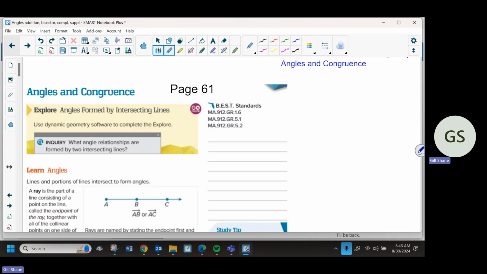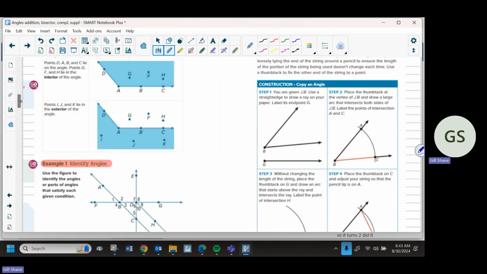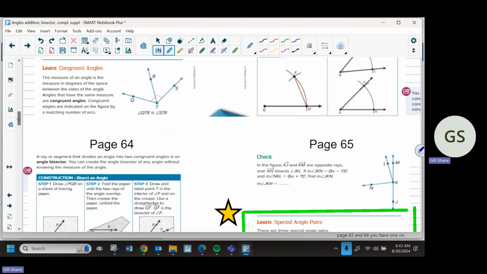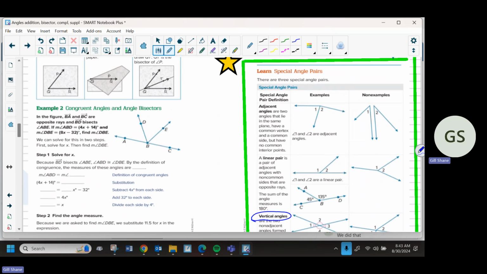Okay, so turn to, did I tell you to circle the little images that say construction, like just the word? Yeah. Just circle that, page 63 and 64. You have one on each page. Just circle it. I'll do something with it eventually. We did that problem. If you weren't here, you may want to circle example 2. That is on your quiz Tuesday, not the exit ticket, the quiz Tuesday.